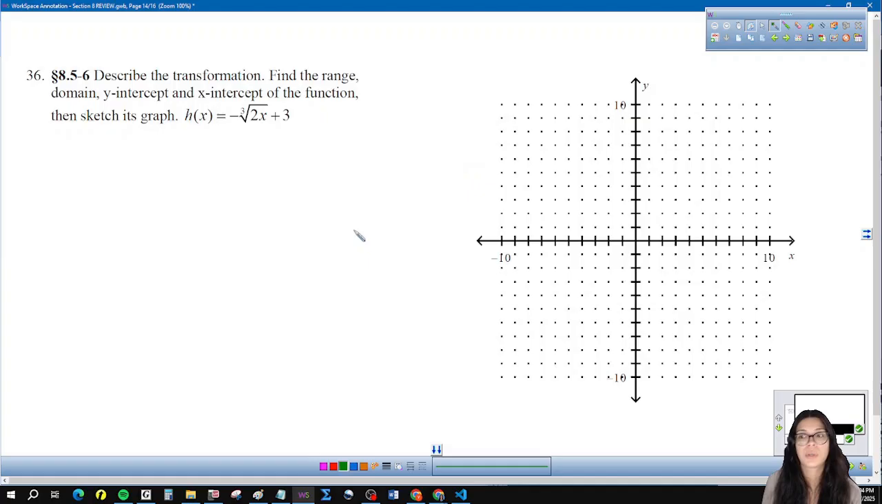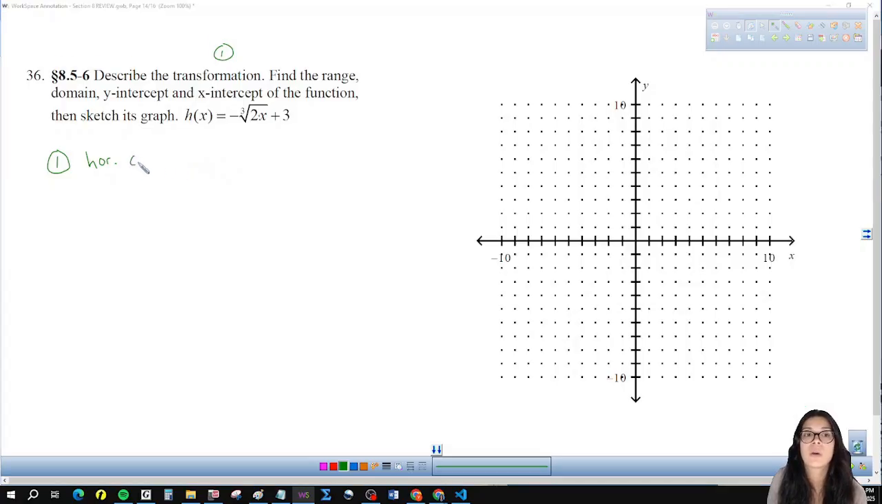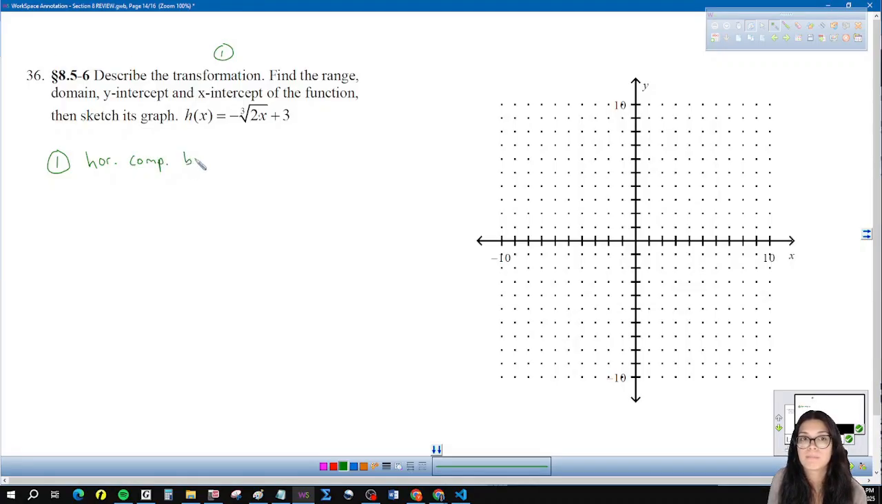Moving on to number 36. On 36, we need to first describe the transformation. The transformation inside with x, we're multiplying by 2. Remember, that is going to be the reciprocal. So it looks like we're multiplying by 2, but we're actually going to multiply by 1/2. So this means the horizontal compression.